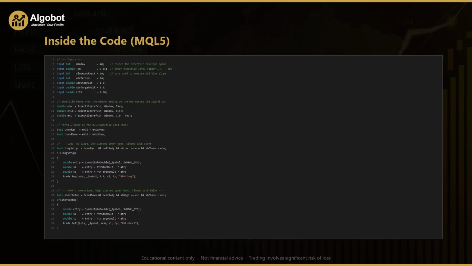At the top, we have the input parameters, the settings you can adjust in the strategy tester. Windows sets how many closes the expectile envelope spans, 40 by default. Tau is the lower expectile level, 0.15, and the upper band uses 1 minus that. Slope lookback controls how far back we reach to measure the midline slope. Then we have the ATR period, the stop multiple, the target multiple, and the lot size.